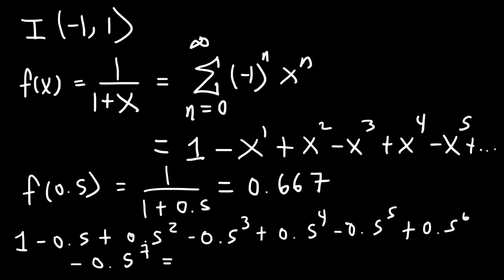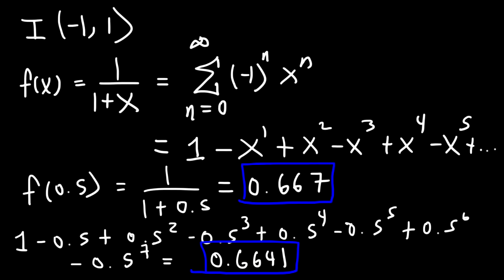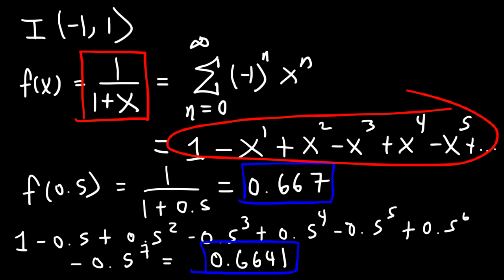So stop it at negative 0.5 to the 7th. I got approximately 0.6641. So 0.6641 is a good approximation of 0.667. So we can use a geometric power series to represent almost any rational function in the form of a polynomial.